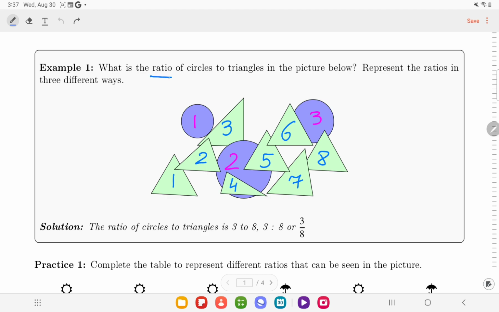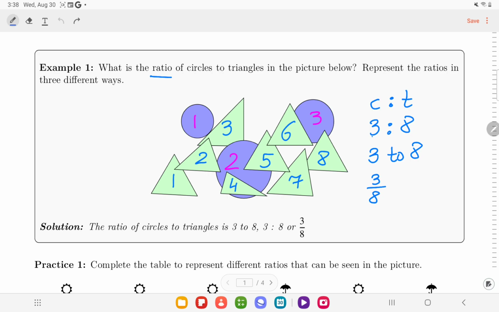We represent a ratio using a colon, so circles to triangles, 3 colon 8, or we can write it as 3 to 8. Sometimes you can also use a fraction, 3 over 8. All these represent the quantity of circles to the quantity of triangles.